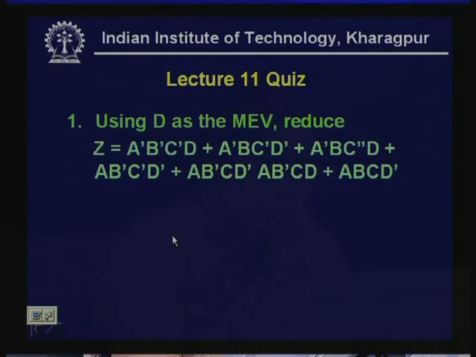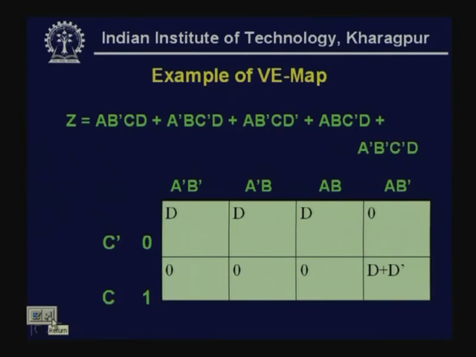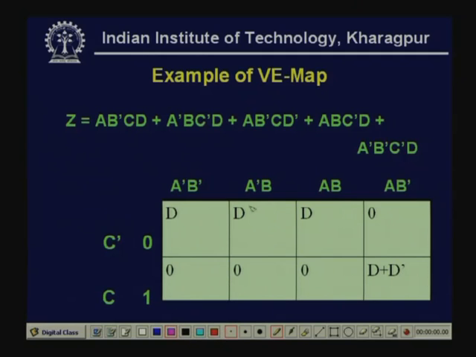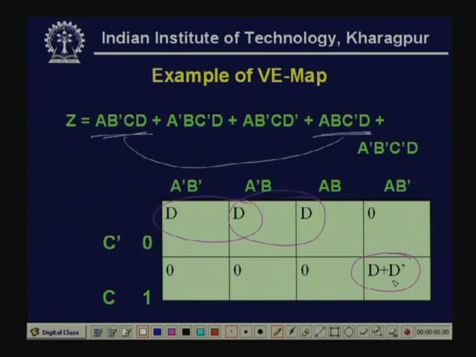Now we can reduce in the same fashion. We can identify some couples. Here I can take this one as a couple, this as a couple, and this itself is a couple because D plus D dash is there, from the first one and the fourth one. So we can easily reduce this expression by again considering the couple. So by selecting the VMAP method, we can easily reduce n variables to n minus 1 variables, and recursively n minus 1 to n minus 2, so it will be very easy to reduce expressions when a large number of variables are there.